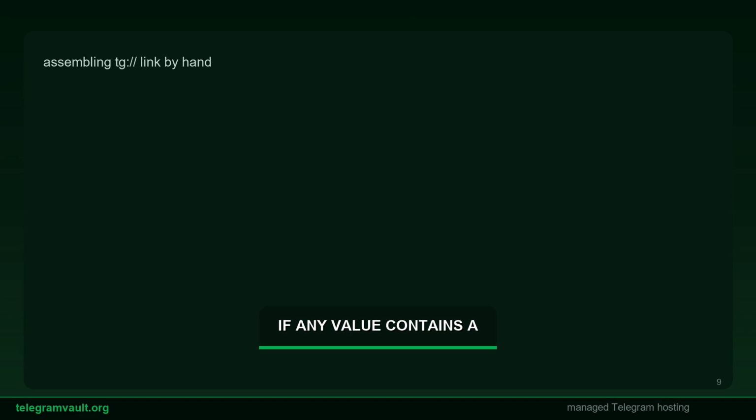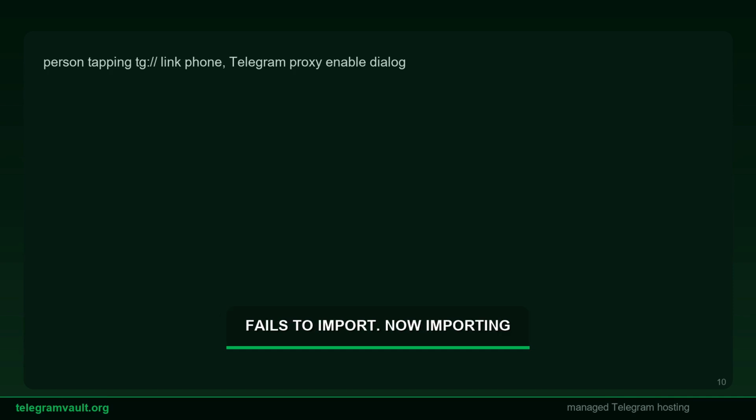If any value contains a special character, and most don't for MTProto, you'd URL encode it, but IP, port, and hex secret are all URL safe as is, so a normal MTProto link needs no encoding. For SOCKS5, if your password contains symbols like an @ or a slash, those do need URL encoding, because they'd otherwise break the parsing. And that's the single most common reason a hand-built SOCKS5 link fails to import.